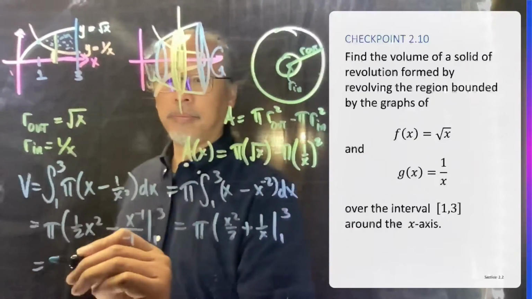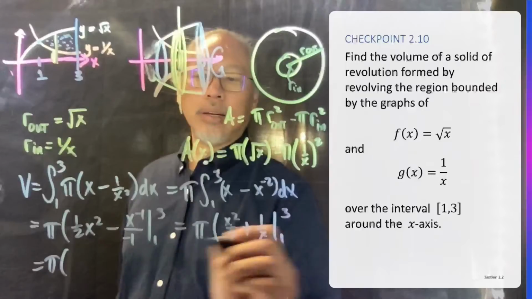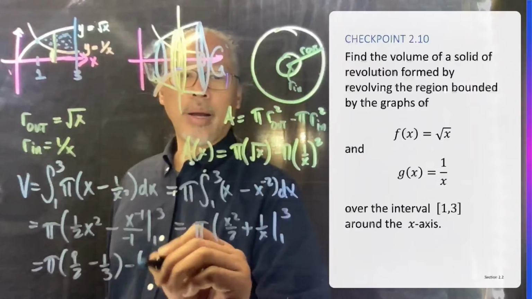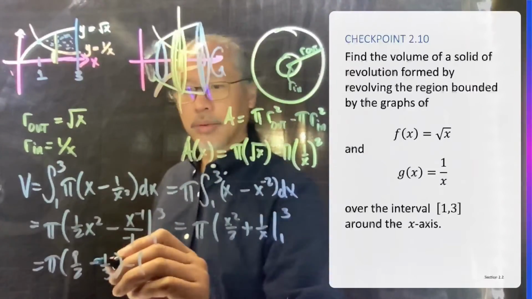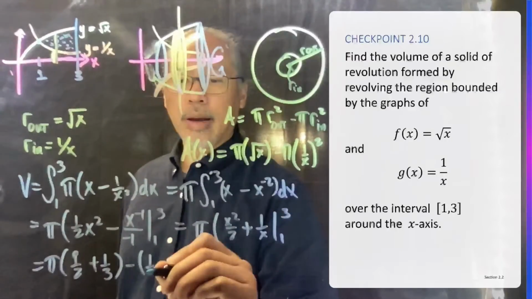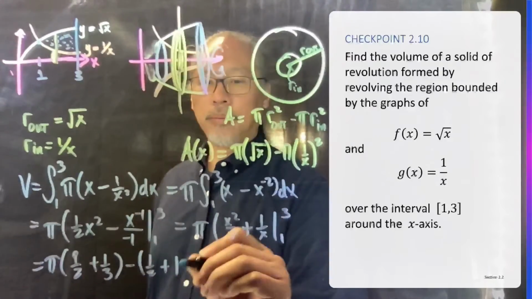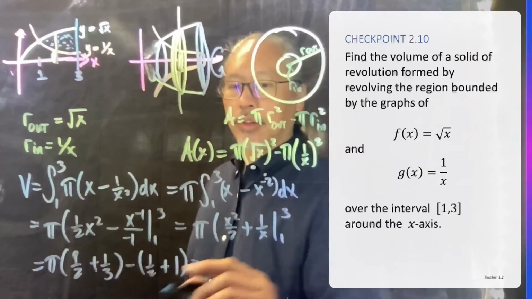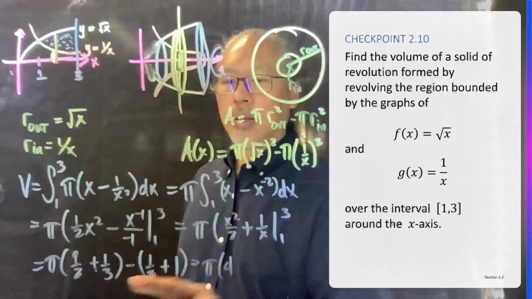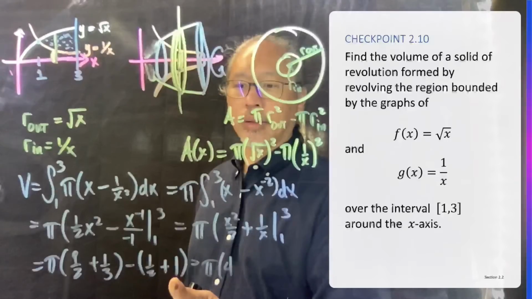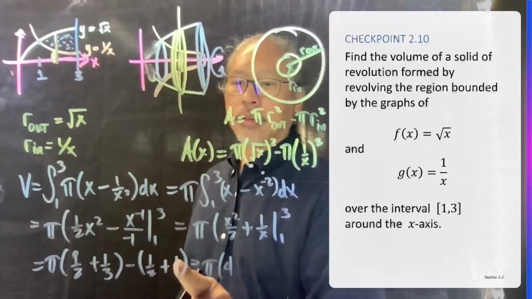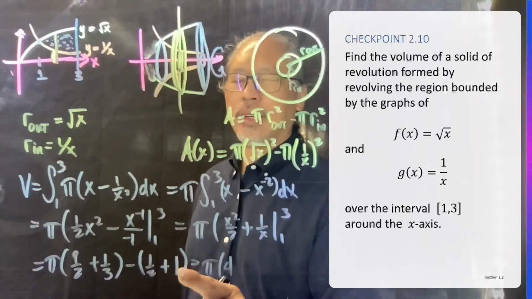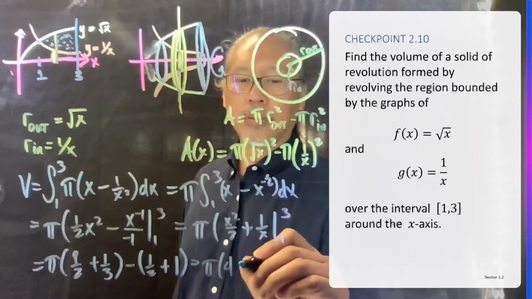So we'll put a 3 in there. We're going to get 9/2 plus 1/3, minus, and then we put 1 here, we get 1/2 plus 1. What are we going to get? 9 minus 1 is 8, 8 over 2 is 4. And then we have 1/3 minus 1, so that would be negative 2/3.